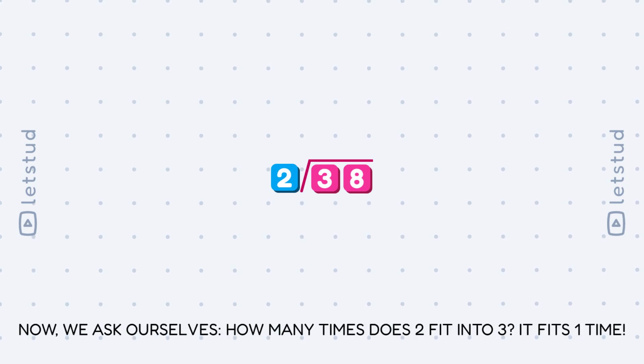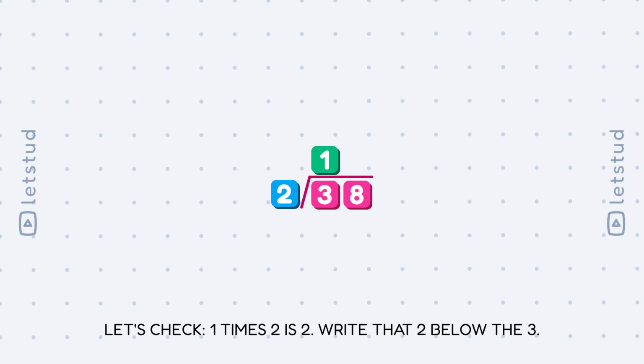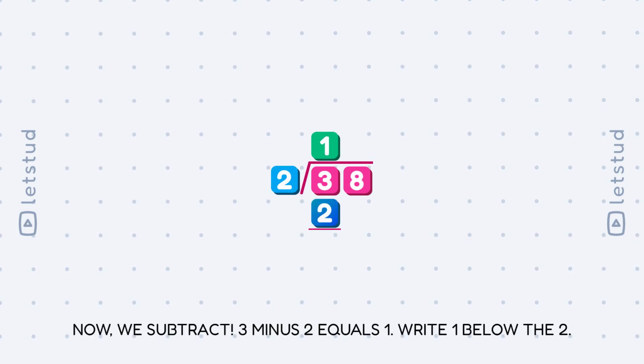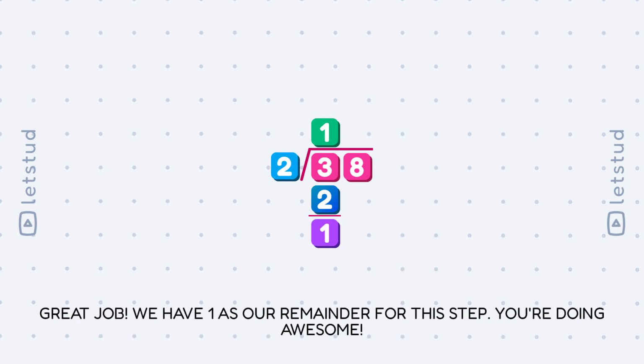Now we ask ourselves, how many times does 2 fit into 3? It fits 1 time. Let's check: 1 times 2 is 2, write that 2 below the 3. Now we subtract, 3 minus 2 equals 1, write 1 below the 2. Great job, we have 1 as a remainder for this step.